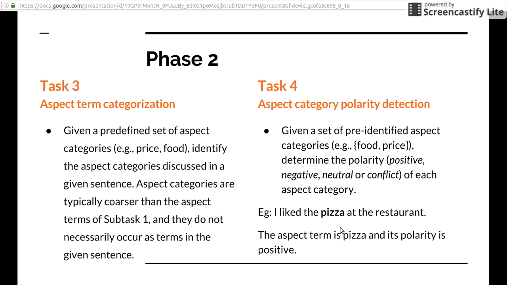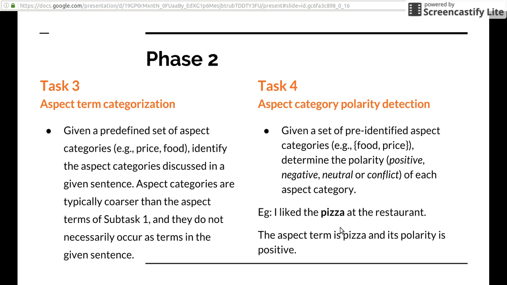If you are working on a restaurant domain, the categories will be price, food, ambience, service, miscellaneous, etc. If you are working on some electronics goods, the categories may be service, battery lifetime, customer support, etc. We identify the aspect categories discussed in a given sentence.